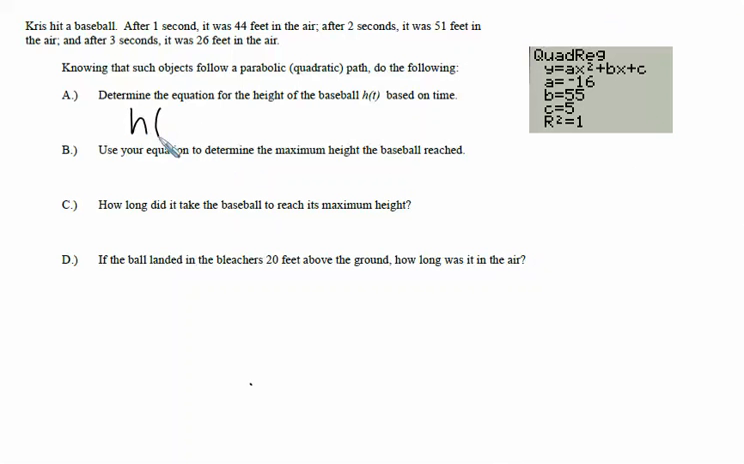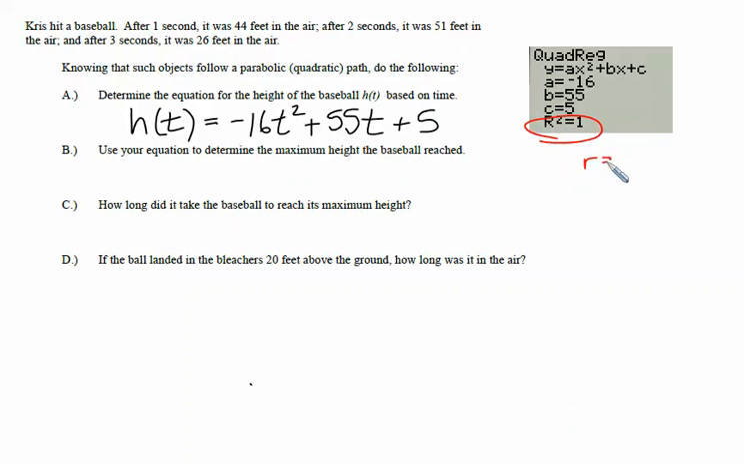So we want the height as a function of time. In this case, it'll be negative 16t squared. Notice it tells you that the negative 16 is next to the variable squared. Plus 55t, that's the b, the number next to the variable, and then just plus 5. Also notice that since r squared is equal to 1, that means that r is equal to 1, which means it's a good or even perfect fit for the data.